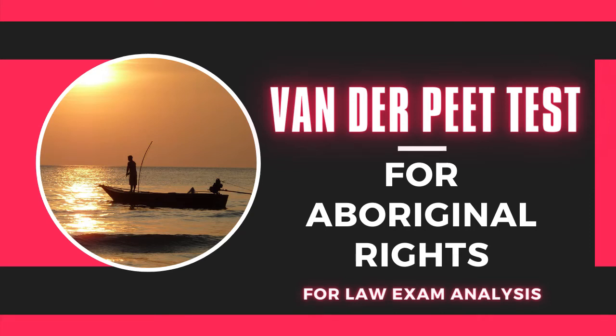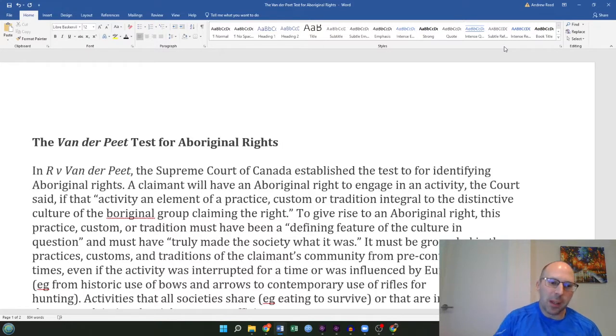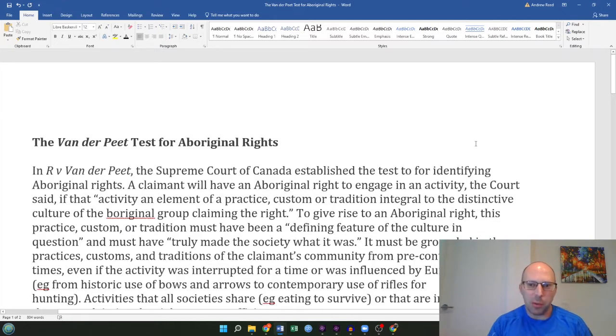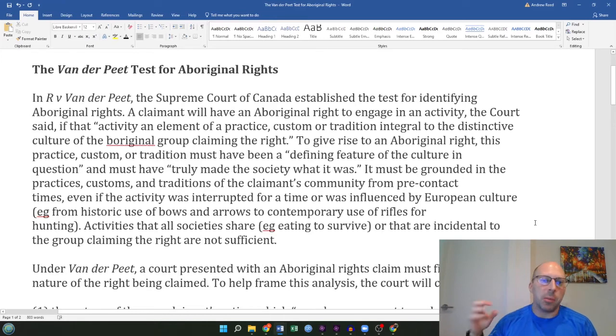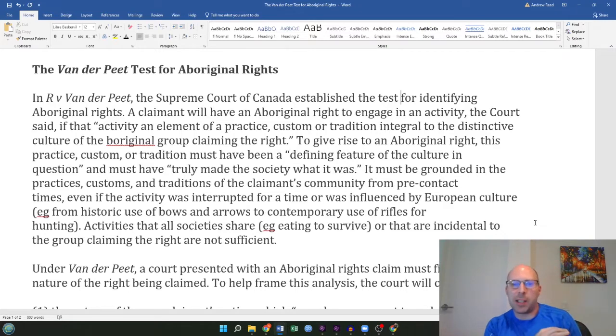Okay, let's talk about the Peet test for Aboriginal rights. So, in the Peet case, the Supreme Court of Canada established the test for identifying Aboriginal rights. A claimant will have an Aboriginal right to engage in an activity, the court said, if that activity is an element of a practice, custom, or tradition integral to the distinctive culture of the Aboriginal group claiming the right.